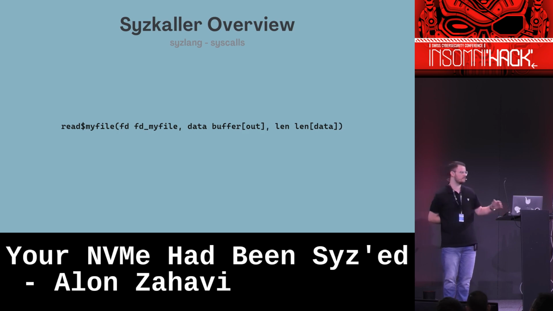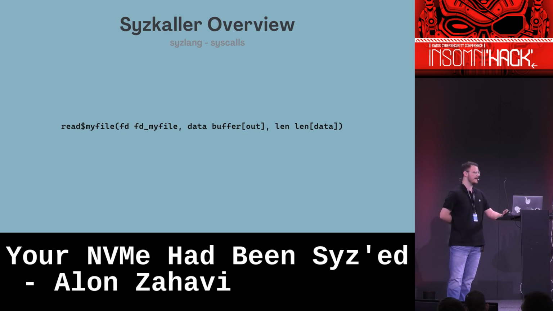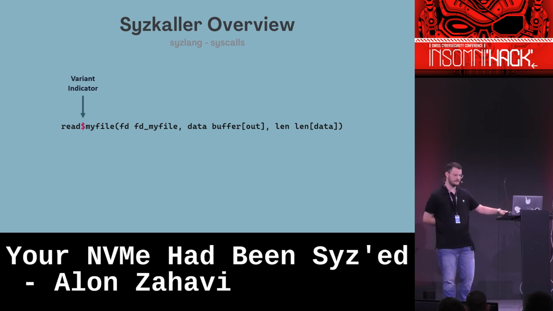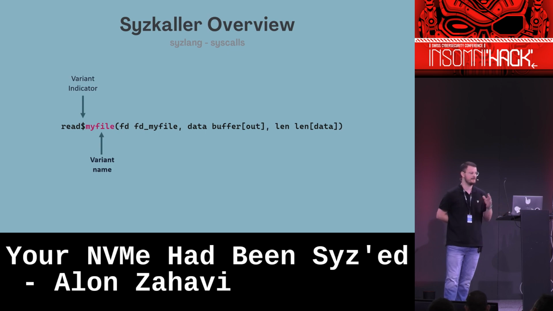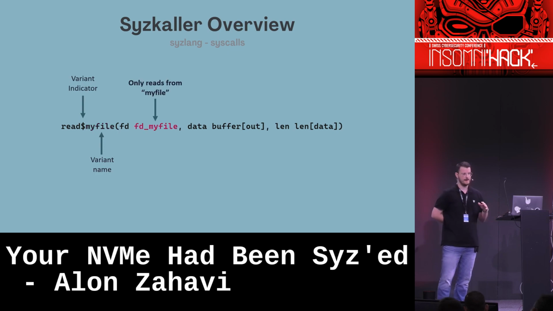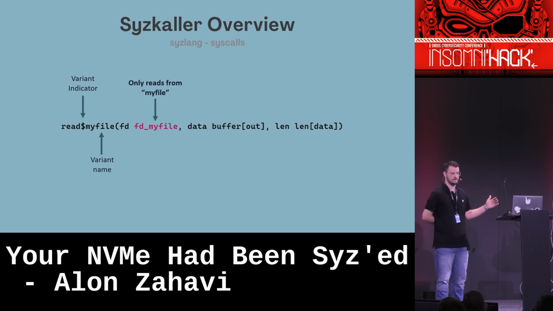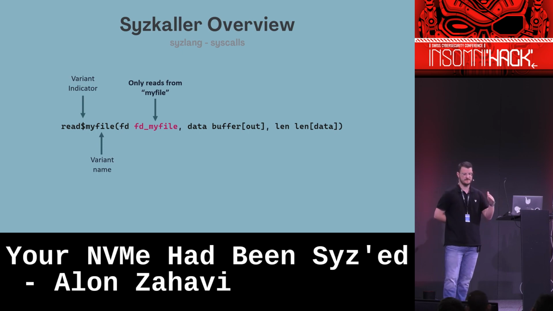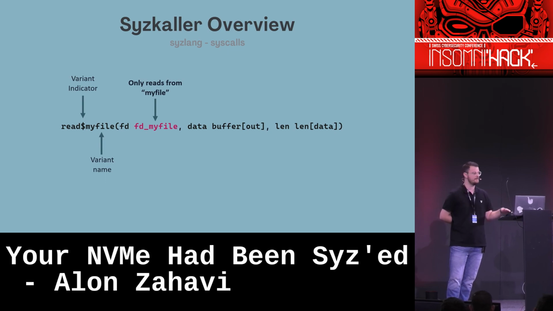But sometimes we don't just want to use the regular syscall, and we want to make it more exact and to send some specific parameters. For that case, we have something called syscall variants. To create a variant, we use the $, which indicates a variant. And afterwards, we have the variant name. In this case, we have the variant my file of the read syscall. The specific parameter we send is this fd_my_file. fd_my_file is a resource that will be talked later on what resources are. And this is a specific resource that will always be sent when using the read my file variant.